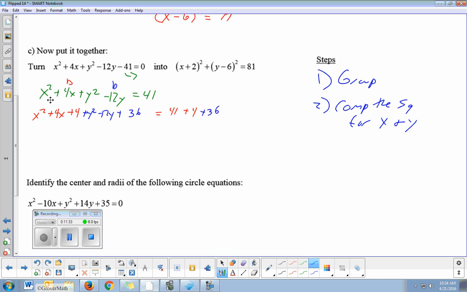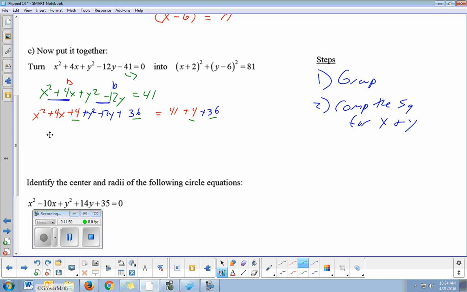So you see, you're completing the square for the x's and you're completing the square for the y's. You're doing the b over 2 squared, adding that to both sides for the b term for the x's and the b term for the y's. So you're adding two numbers to both sides. For the x's, it was 4. For the y's, it was 36.